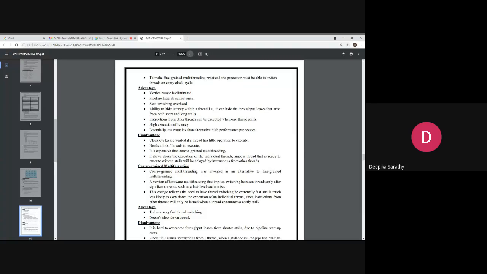Fine grain is one option; instead of fine grain, we have designed a new technique called coarse grain multithreading. This is a version of hardware multithreading that implies switching between threads only after significant events, such as a last level cache miss.